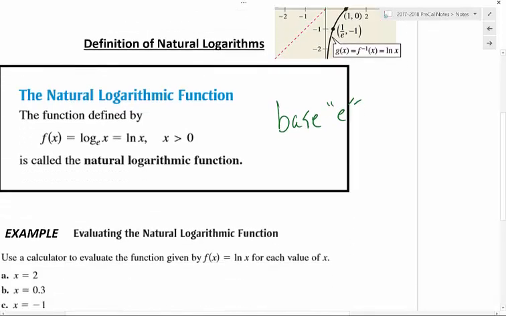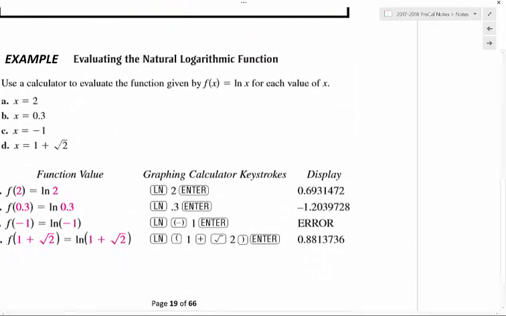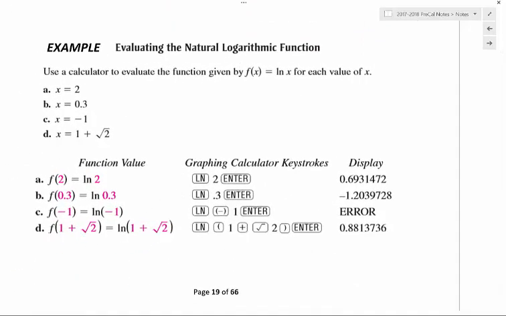Okay? Natural logarithmic function. So use a calculator to evaluate these functions given for f of x equals ln of x for each value of x. There's a button on the calculator that's called ln. So if it's a natural log of 2, I would type in natural log 2, enter. Natural log 0.3, enter. When I try to do -1, it doesn't work. Why? Because you can't go negative. Remember the restriction on the graph we just talked about for the log parent function, there's no way to go to -1 unless it's been translated over, and we do not have that.